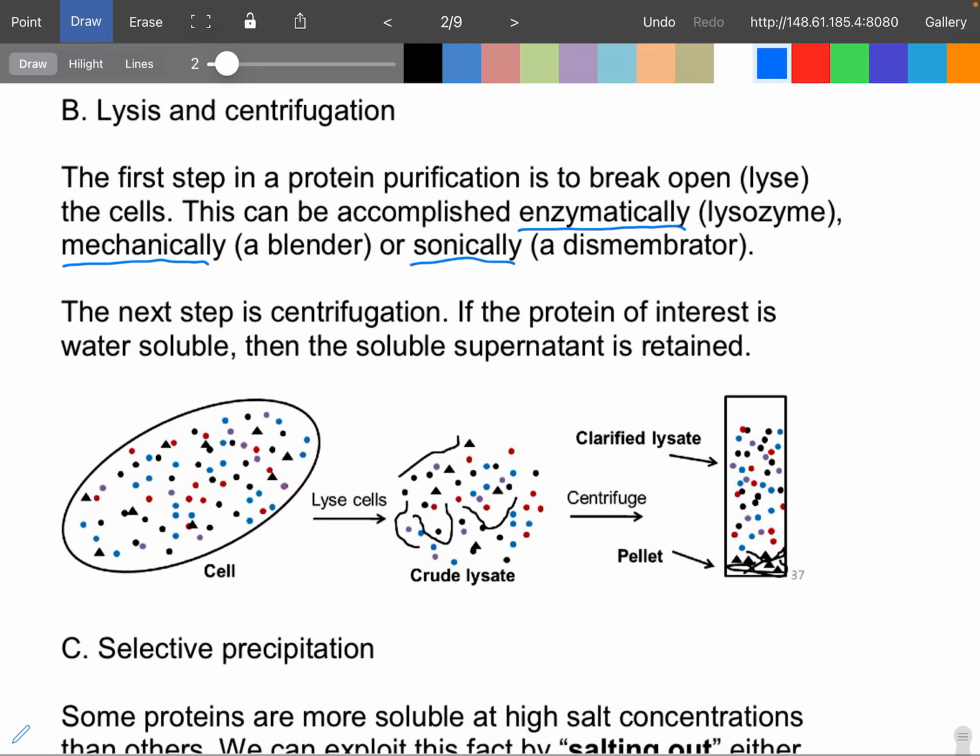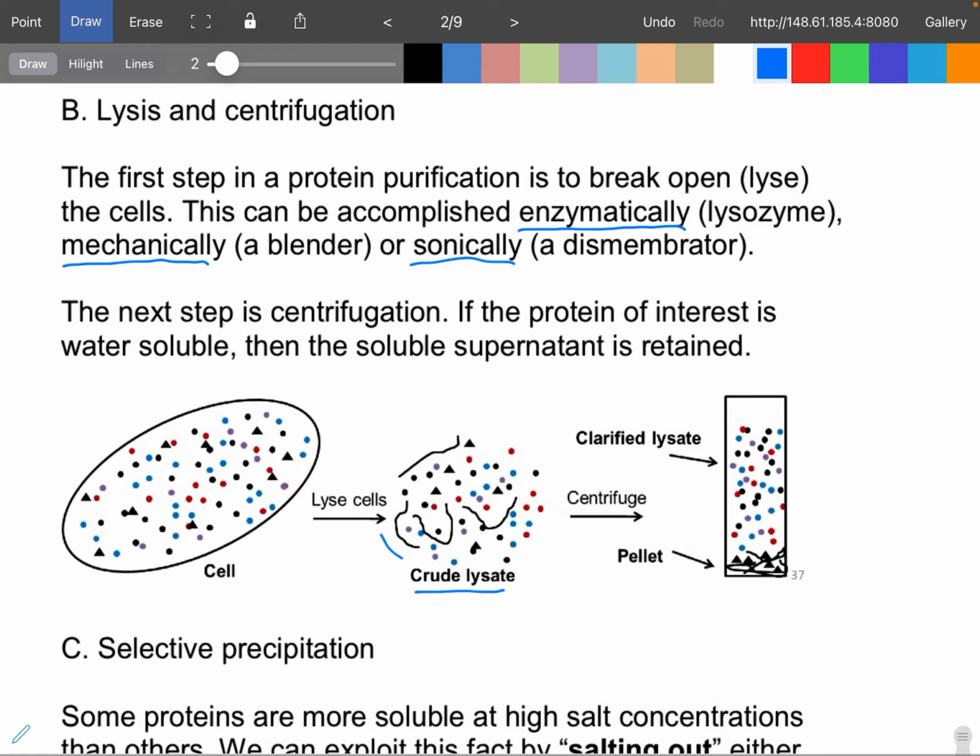There's also sonic ways to do this, where we can use sound waves to rupture the cells, and this is called a dismembrator. And we will utilize a sonicator for Unit 2 when we study those methods, but what we're going to use in Unit 1 is lysozyme to enzymatically break open our cells. In any case, what happens is we lyse those cells and we get what we would call a crude lysate. And this contains all the components that were in the cell, membranes, cell wall fragments, soluble proteins, insoluble proteins, DNA. All of that is in this thing we call the crude lysate.